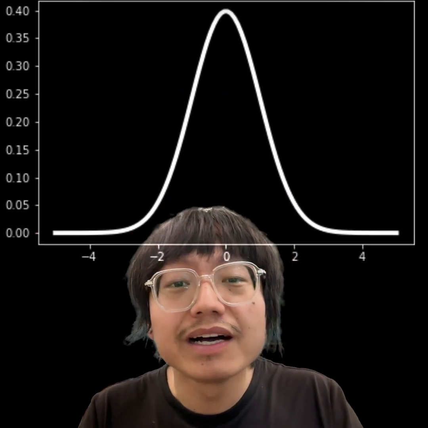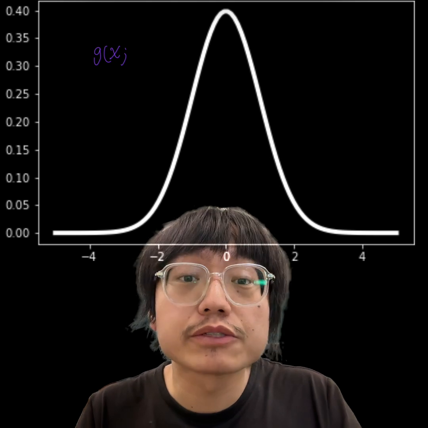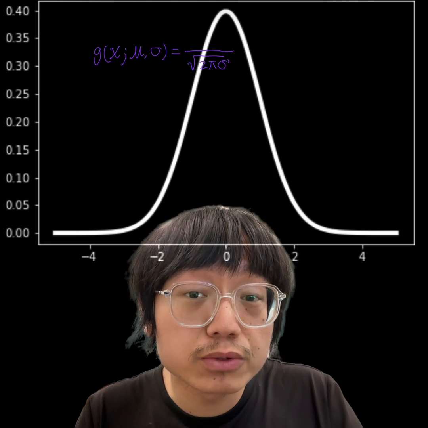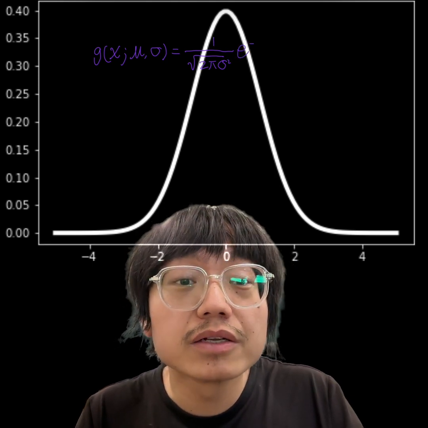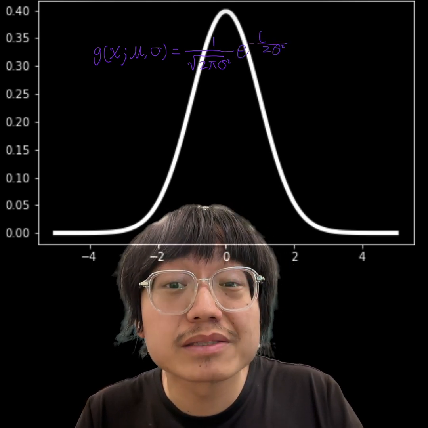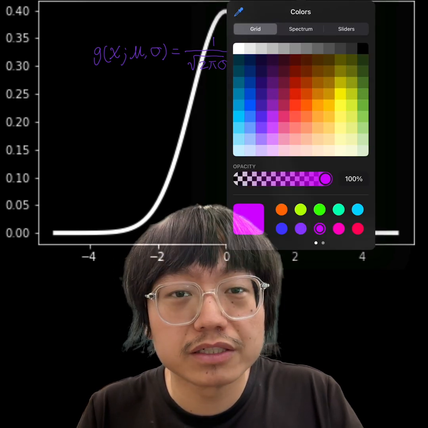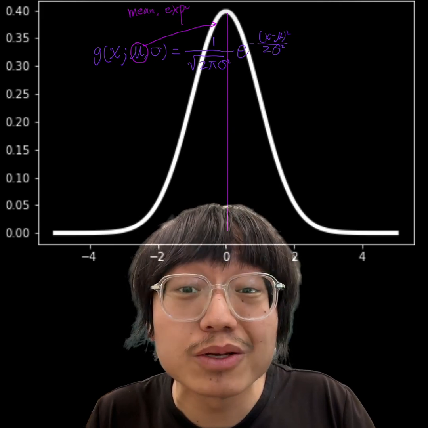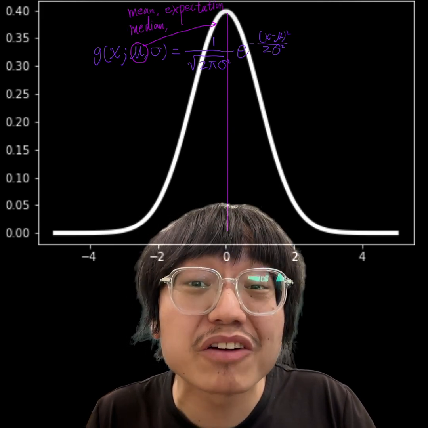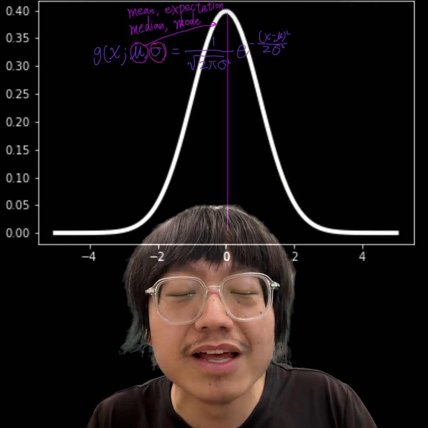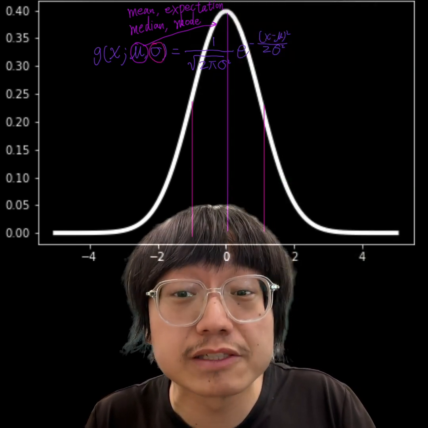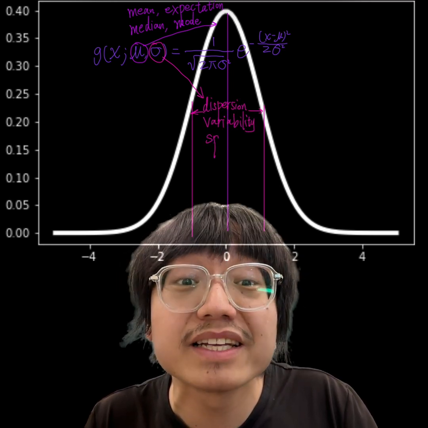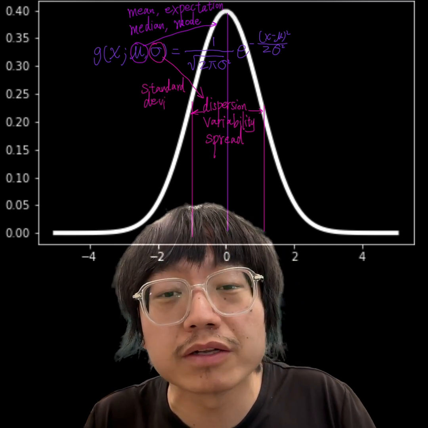Let's talk about the formula of the probability density function of the normal distribution, which is g of x, mu, sigma equals 1 over the square root of 2 pi sigma squared times e to the negative x minus mu squared over 2 sigma squared. Mu is the mean or expectation of this distribution, and it is also the median and mode, and it determines the location of the center of the peak. Sigma is the standard deviation of this distribution. It measures the amount of dispersion or variability, so a higher sigma indicates a wider spread of the values around the mean.